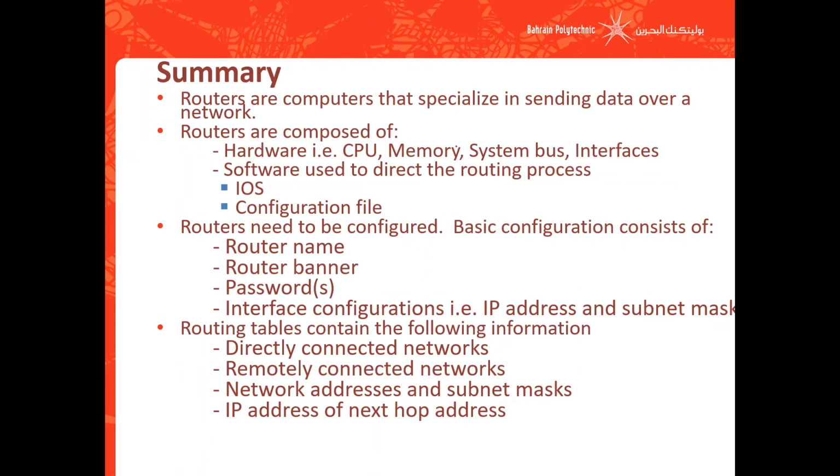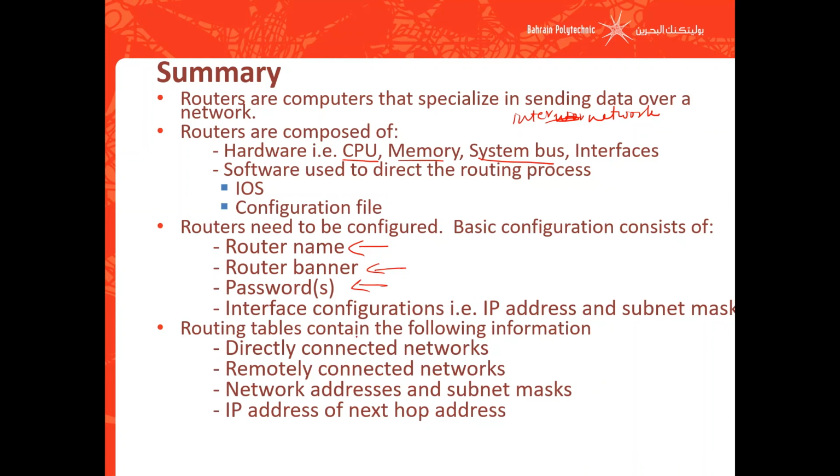Now, routers are basically to send data over a network, so over inter-network devices, inter-network meaning devices on different networks. We saw that routers have CPU, memory. We didn't talk about this, but they have all of these. They have configuration files. The router needs to be configured. You need to configure the router to basically use it, otherwise it's useless. You need to set the name, banner, passwords, and interface configurations.